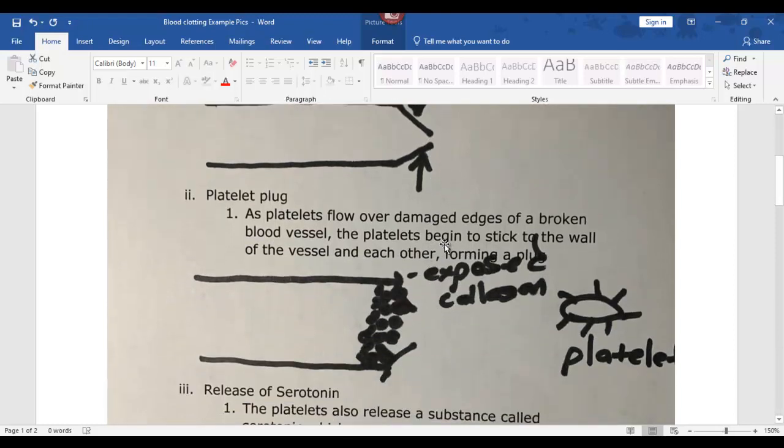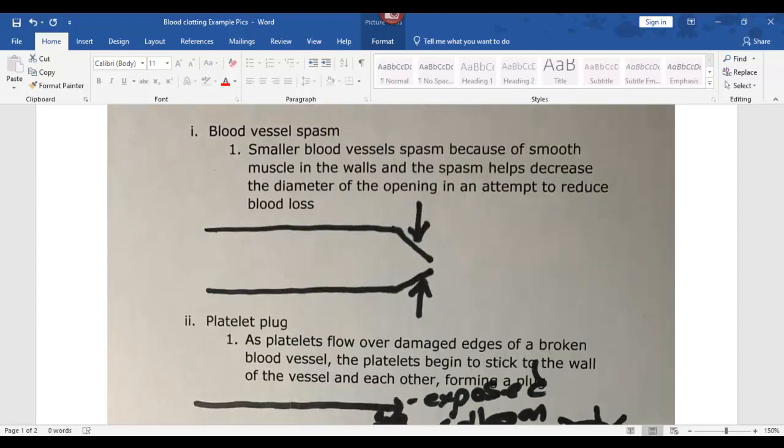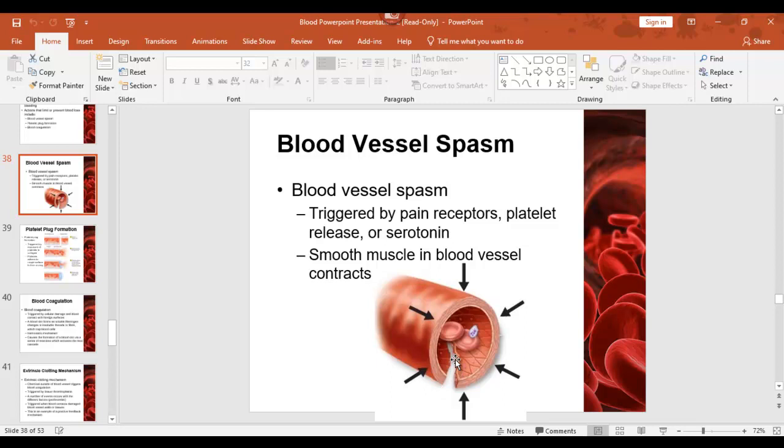Next, and what ends up happening is, and my writing hasn't improved even online, exposed collagen. There is collagen in the walls of an artery here. In fact, see how this is torn? Platelets will start sticking to the collagen, that tough protein, in the damaged area of the vessel.